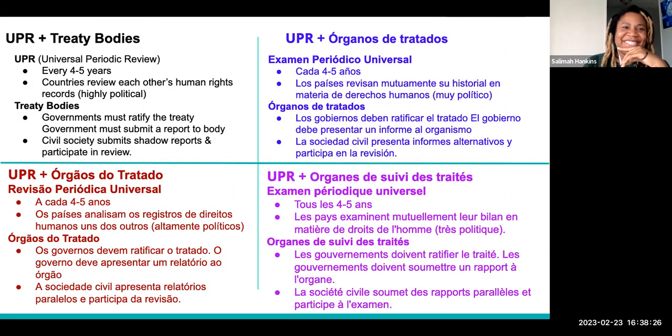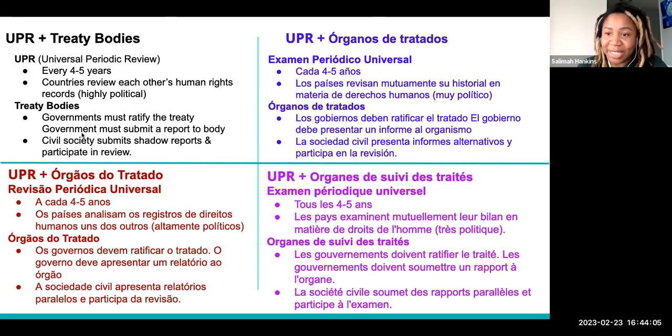You guys can ask questions. So for the Universal Periodic Review, it is a review. Certain countries come up for review every 4 to 5 years, like 4.5 to 5 years. They are reviewed on their human rights record. It is other countries that are reviewing them. So you can imagine that it's highly political. Advocates' role in this process is to advocate to certain countries to ask them to put pressure on the country they want to put pressure on. But advocates themselves are not directly engaging in this process.